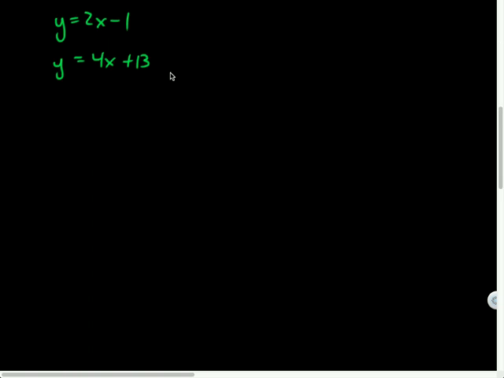So if I wanted to solve this by substitution, I would solve one of the equations for one of its variables, and notice both of these equations are already solved for one of their variables. They're both solved for y. So that means that if 4x plus 13 is equal to y, I can plug it into the other equation's y. You also could have taken this guy and plugged it in that equation's y. It doesn't matter really at all. So I would have 4x plus 13 equals 2x minus 1.